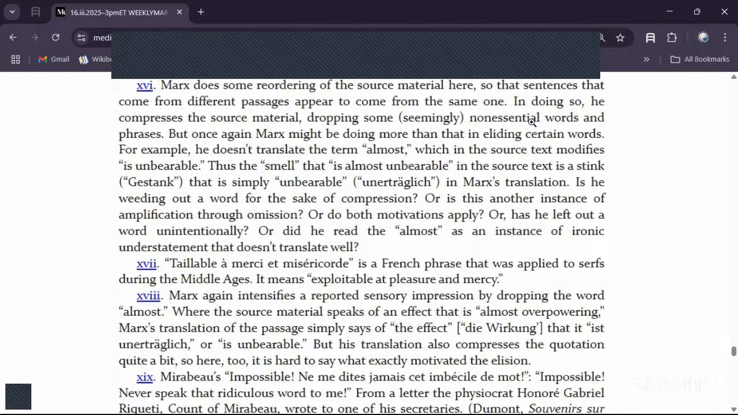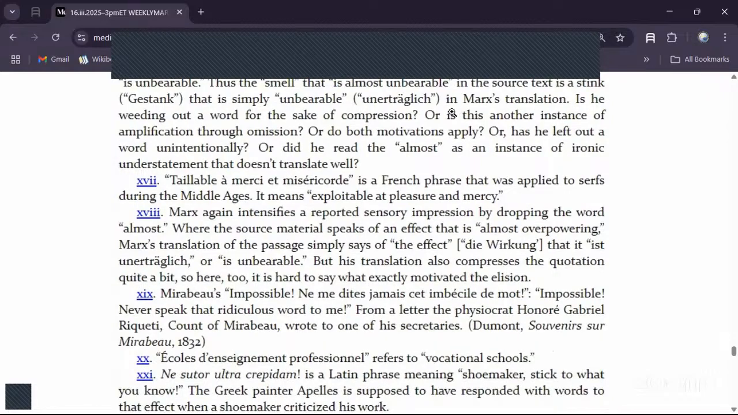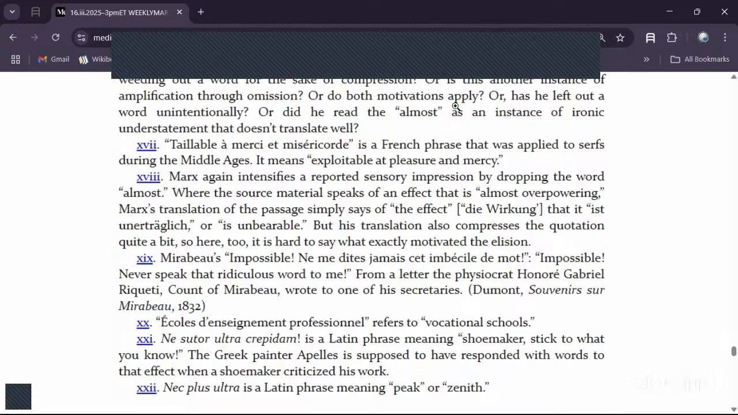Taillable à merci et miséricorde is a French phrase that was applied to serfs during the Middle Ages. It means exploitable at pleasure and mercy. Marx again, number 18. Marx again intensifies a reported sensory impression by dropping the word almost. Where the source material speaks of an effect that is almost overpowering, Marx's translation of the passage simply says of the effect, die Wirkung, that it ist unerträglich, or is unbearable. But his translation also compresses the quotation quite a bit here. So here, too, it's hard to say what exactly motivated the elision.